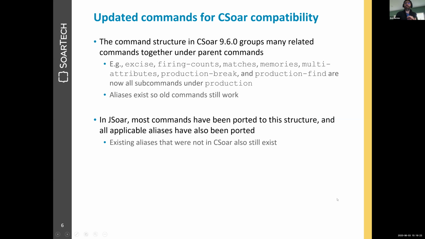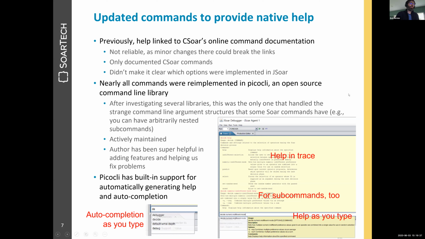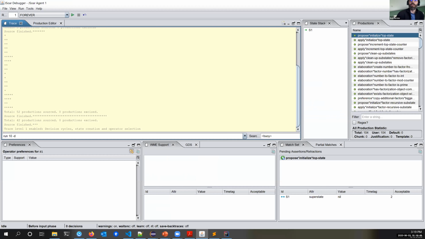Okay. As I mentioned before, one of the new things in 4.0 was the CSoar compatibility with the commands. And so that's still there. And now I'm going to basically jump into the demo because it's easier to show these things than to talk about them. So here's the JSoar debugger. Hopefully that's popped up on my screen.